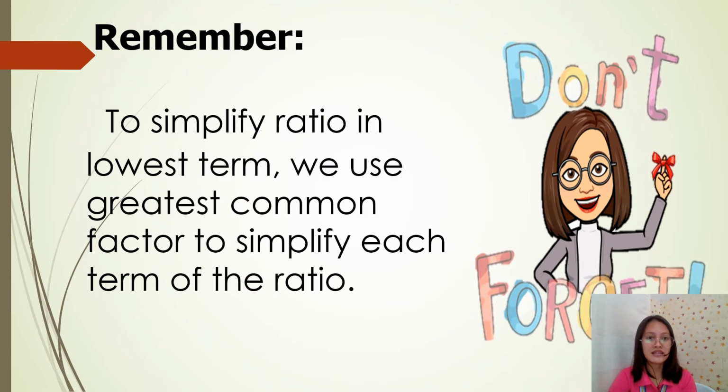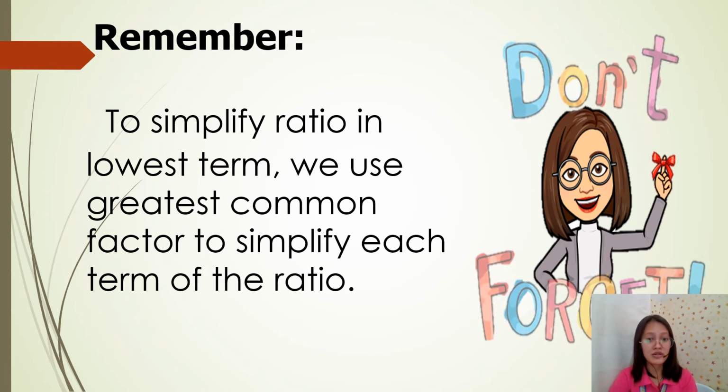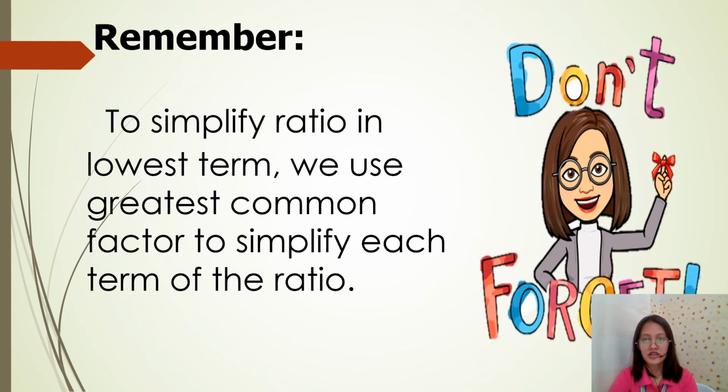So for this lesson, remember, to simplify a ratio in lowest term or in lowest form, we use the greatest common factor to simplify each term of the ratio. After getting the GCF of the two terms, divide, and then kung ano po yung magiging sagot or ating magiging quotient, yun na po yung magiging simplified ratio.